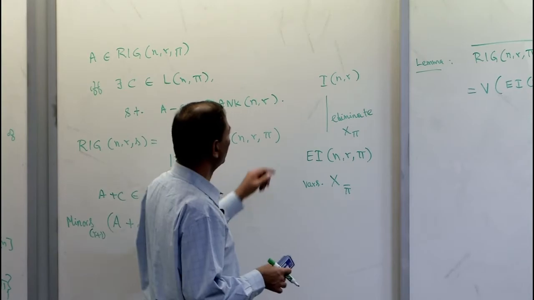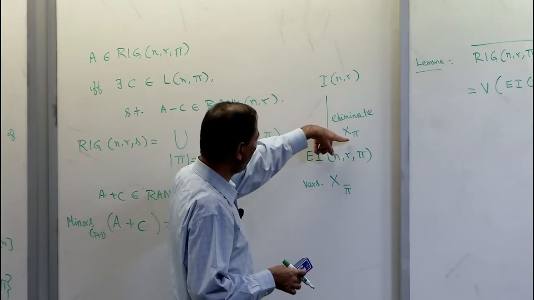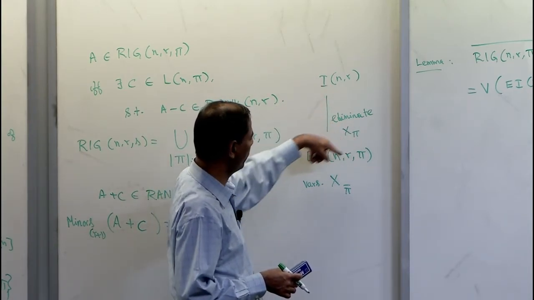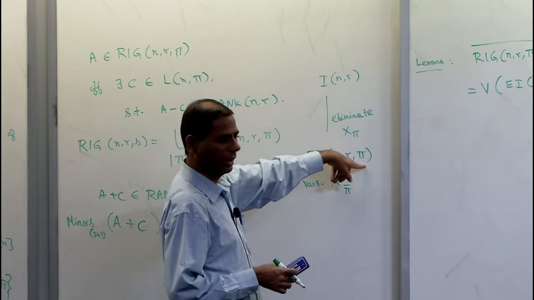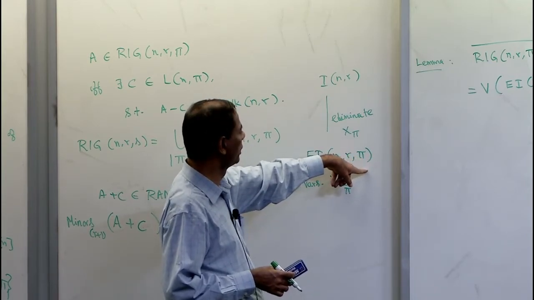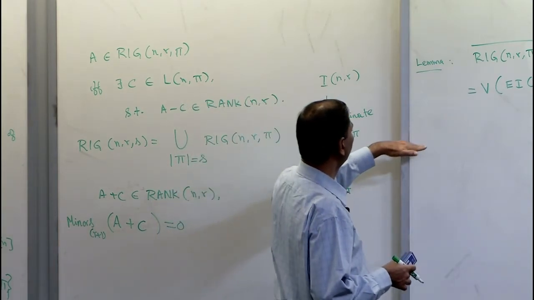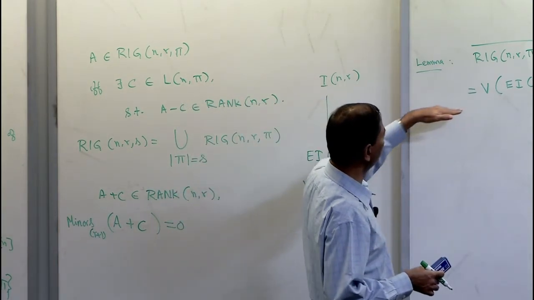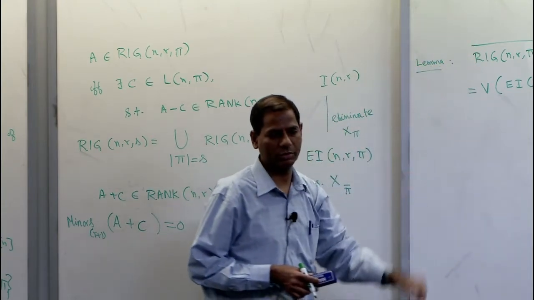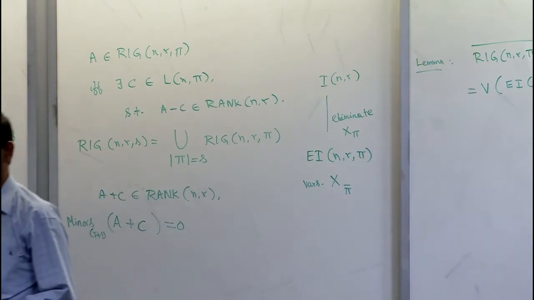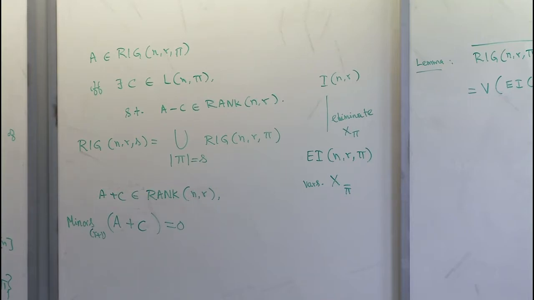Okay. So for every pattern pi, if you eliminate the corresponding variables, you get a whole bunch of elimination ideals for different patterns, and the varieties corresponding to these elimination ideals are exactly the Zariski closures of these rigidity varieties. And in fact, they are the irreducible components of the rigidity variety, the Zariski closure of this. Okay? So that's the geometric picture.